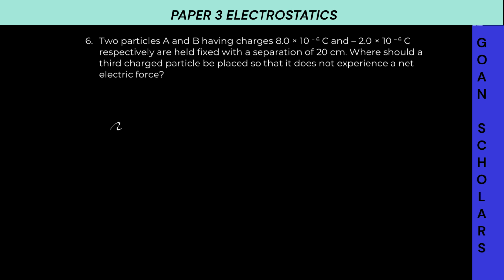Okay, so let me draw a rough diagram. Here we will put our first charge at any point A, and this is another one at B. The separation between A and B is given as 20 centimeter. We have to place the third charge, let's place it here somewhere at C, at a distance of x centimeter from B. Clear? So the separation between A and B is 20 centimeter and the separation between B and C is x centimeter. All of them are in centimeters.